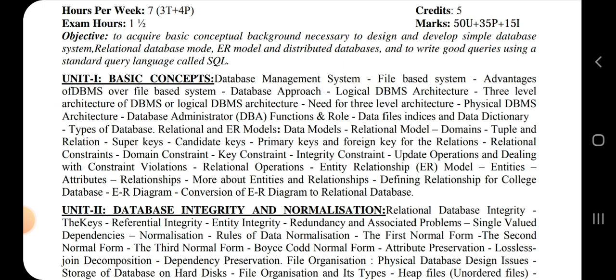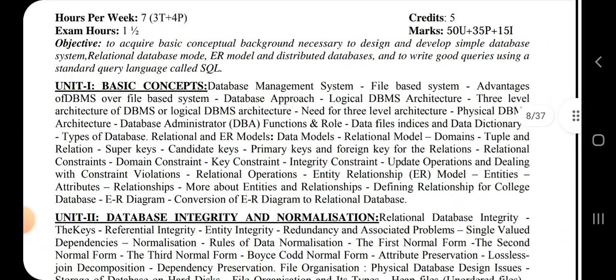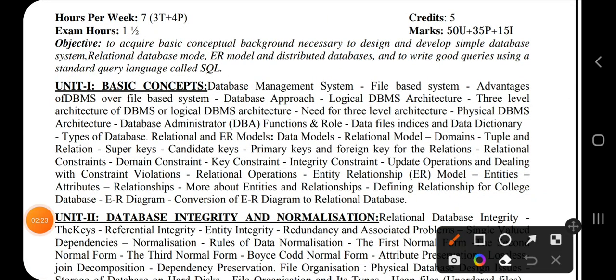They will give question A, question B, question C. If you answer all of them, then you will get 8 to 15 marks if it is a long question. This topic is very important: data files, indices and data dictionary. They will give these three for you to explain. If you explain all of them, then you will get long marks.